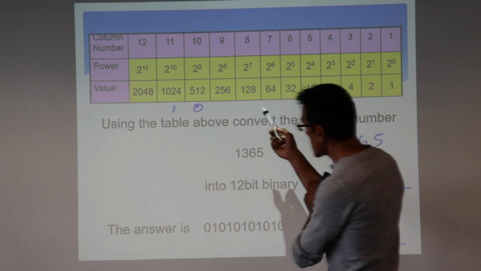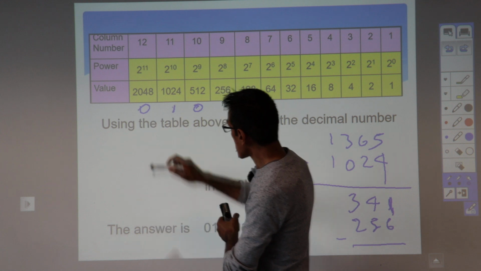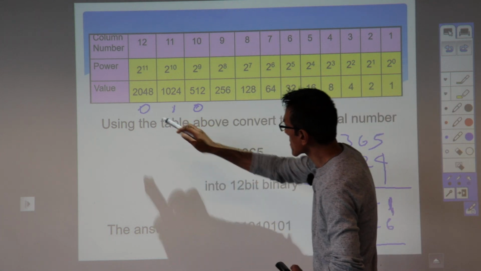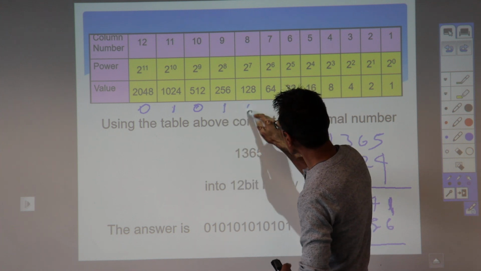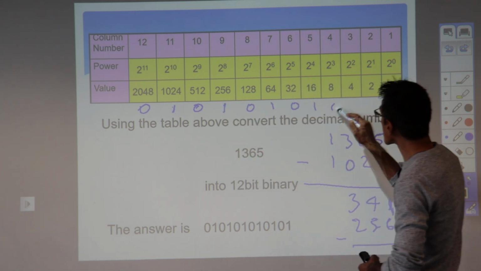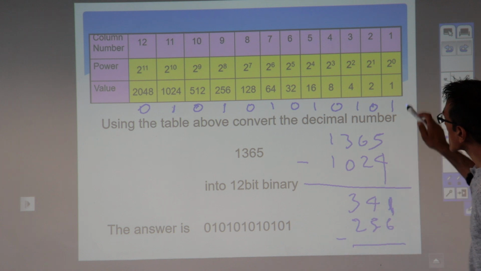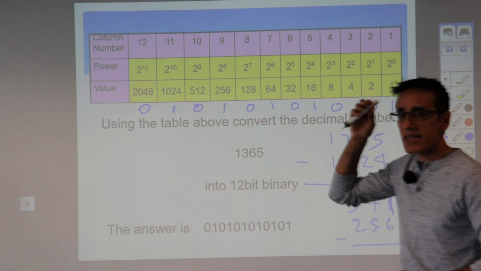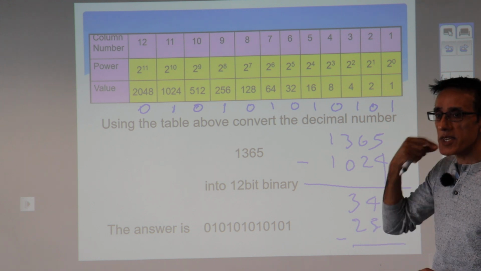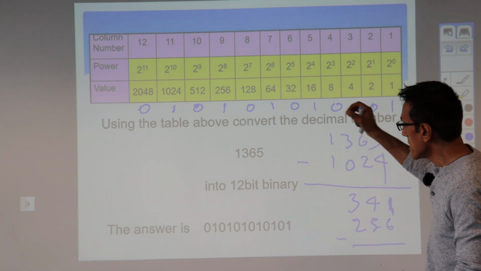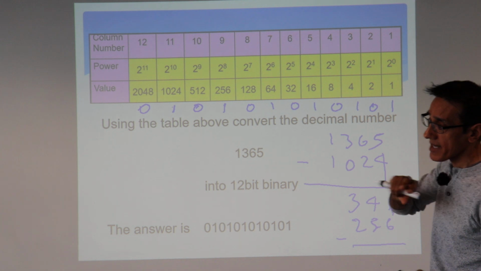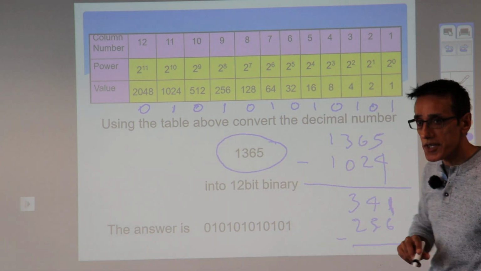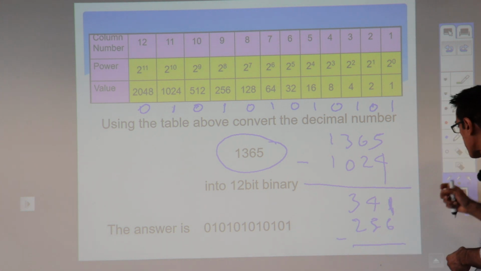So it's 12-bit binary. The first bit is going to be 0, 1, 0, 1, 0, 1, 0, 1, 0, 1, 0, 1. And if you add up all the values which represent the switches, transistors which are on or a 1, then you would end up with a number which is 1365.